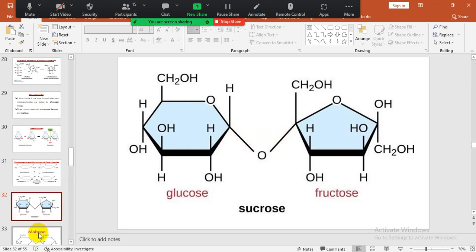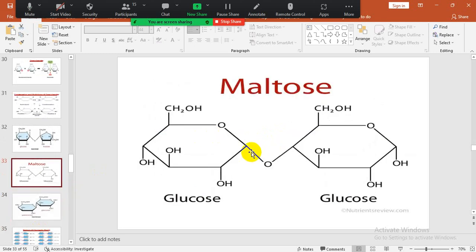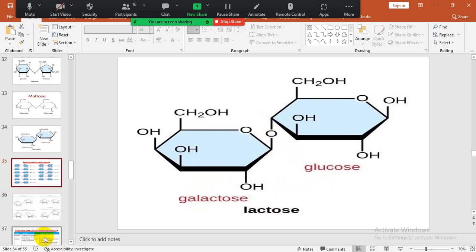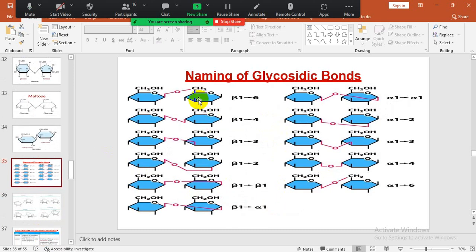Let's go to the next. So this is maltose, containing glucose and glucose, and this is the glycosidic bond. But you can see water has been removed. Okay. This is lactose, containing galactose and glucose. You can see the glycosidic bond. This is the bond. So let us name glycosidic bonds. So this is very interesting.